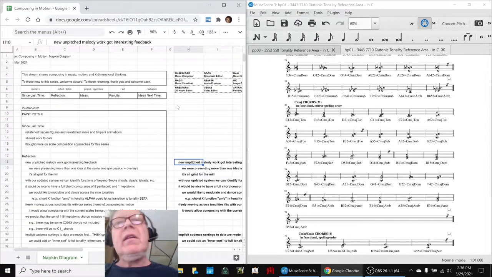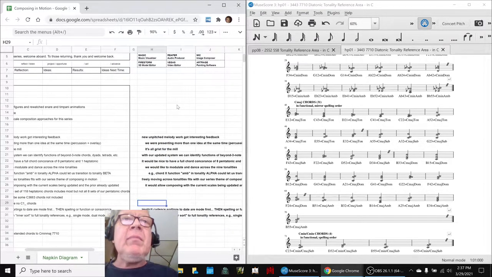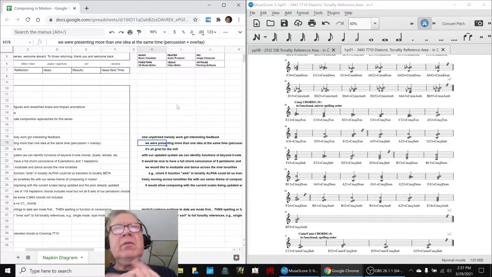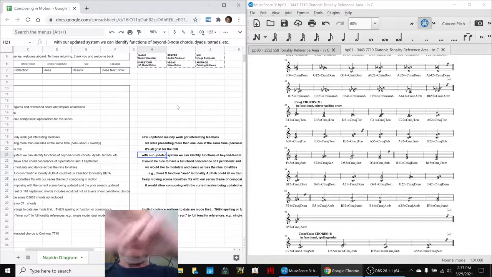We had played the snare figures and the timpani figures with our open mic group. We got some interesting feedback. What we realized is we were presenting perhaps too many things at once. We were starting to use percussion, or what we call unpitched melody, plus we were putting two pitched melodies on top of each other because we thought it sounded cool, and it did. However, the reaction was like, it's all grist for the mill. It informs us that when we're sharing our work, either show one idea at a time, or perhaps tell them what we're going to play, play it, and then tell them what they heard.